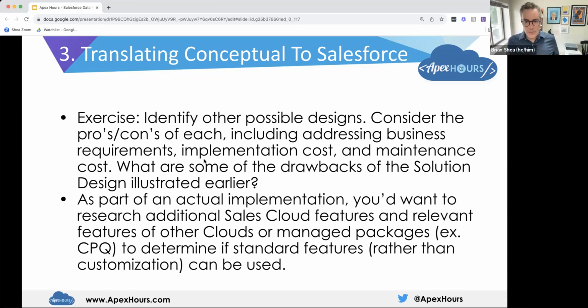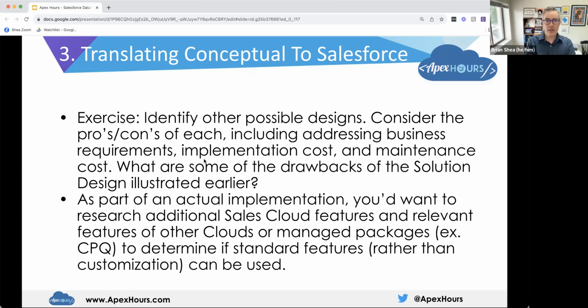So as I mentioned before, when I've done this talk elsewhere, it's great to get some folks to think about this on their own and identify possible designs, alternative designs. So as an exercise, feel free to think this through yourself and think through some possible solution designs to address our conceptual data model and our requirements. Consider the pros and cons of each of your solution options.